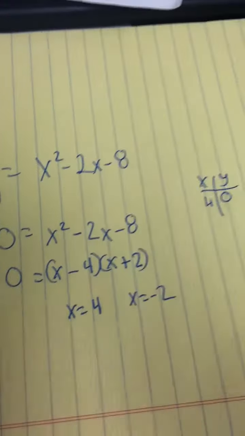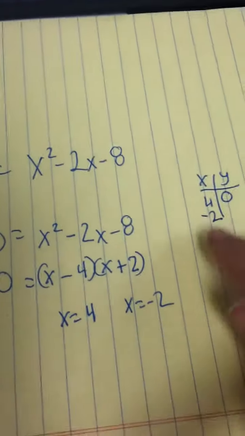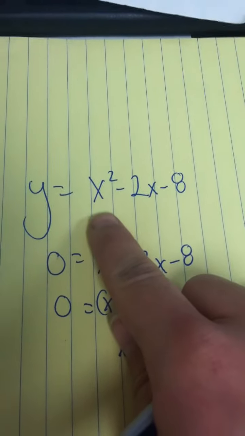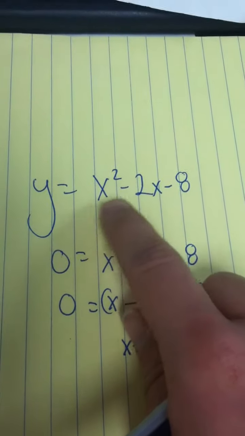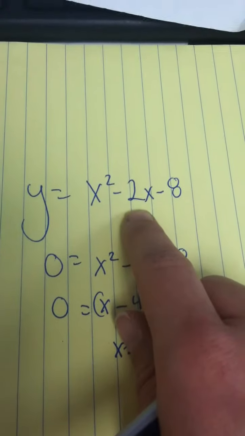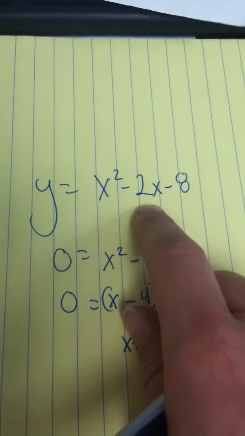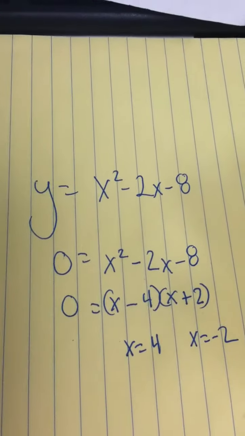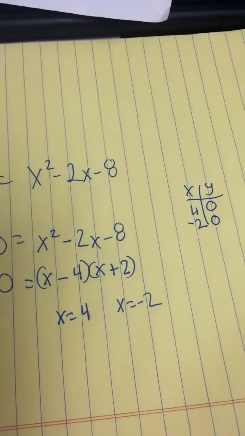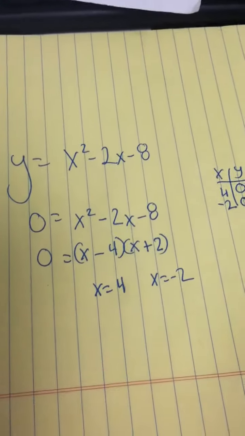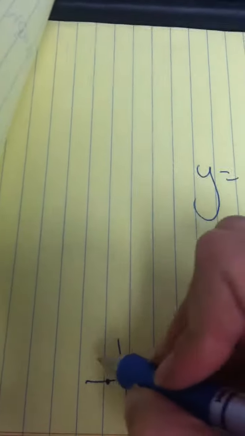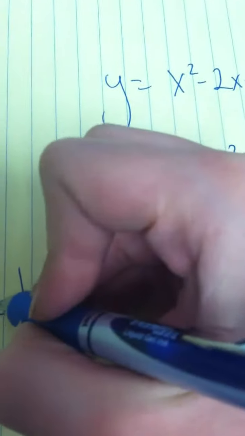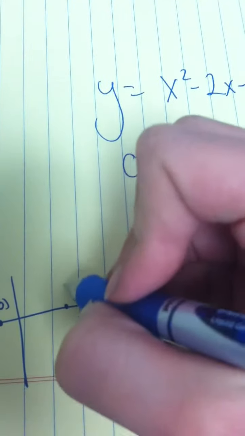It works. And if I also try negative 2, negative 2 squared is 4, minus 2 times negative 2, so that would be 4 minus negative 4 is 8, minus 8 is 0. So we would get that also. So then we know these are our x-intercepts right here. So we can go ahead and sketch our graph at negative 2, 0, and 4, 0.